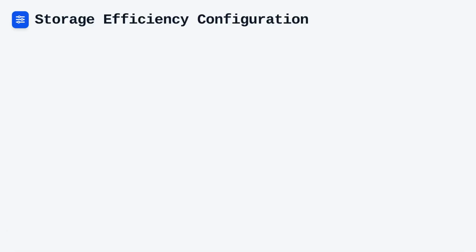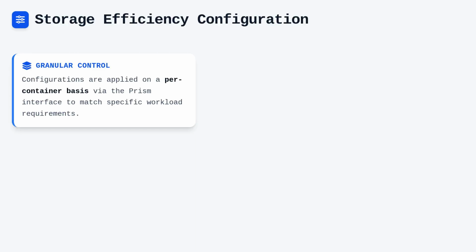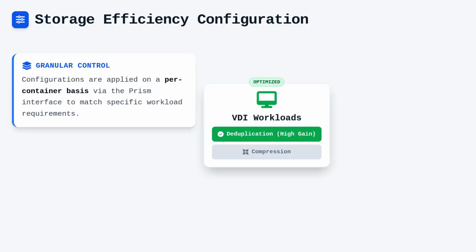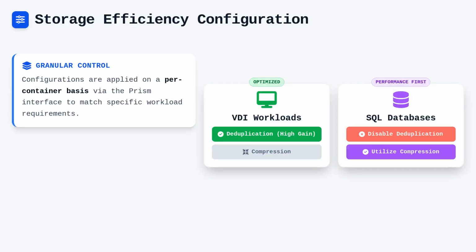Configuring these features is done primarily on a per-container basis within the Prism interface. By applying these policies to a specific container, you gain the granular control necessary to match your storage efficiency features to the specific requirements of the workloads hosted within. For instance, a container hosting VDI workloads might benefit significantly from deduplication due to the repetitive nature of OS files, whereas a container hosting a SQL database might prioritize performance and disable deduplication while still utilizing compression.